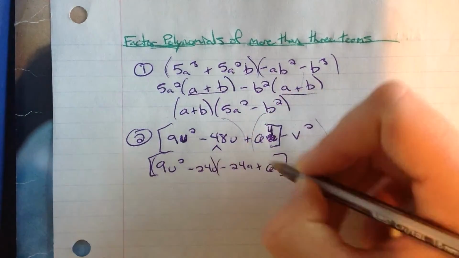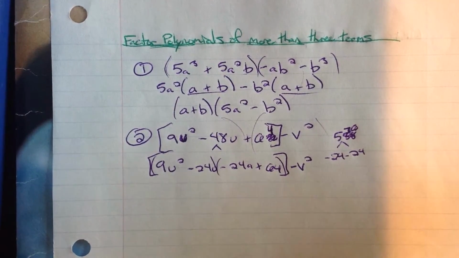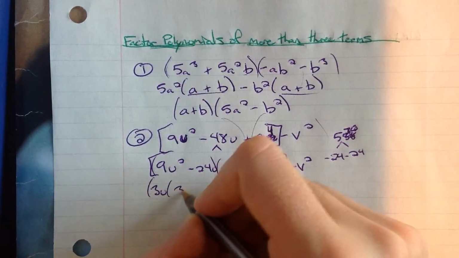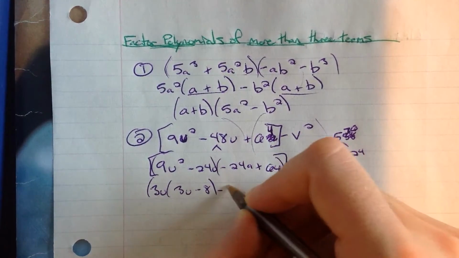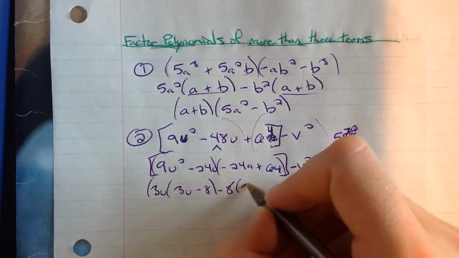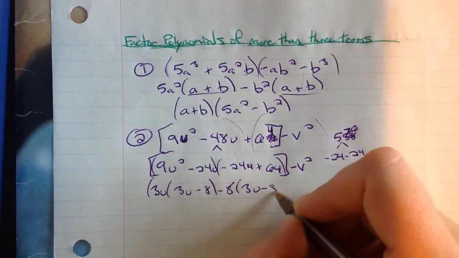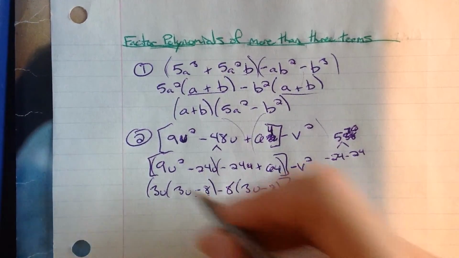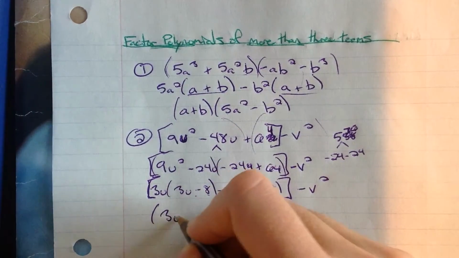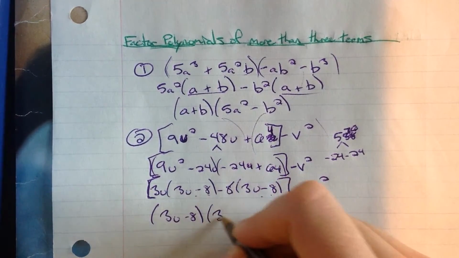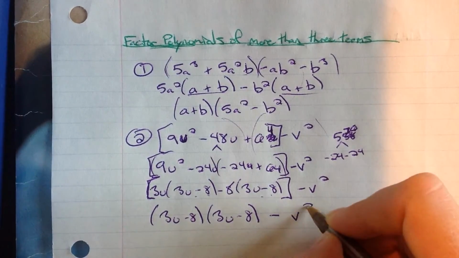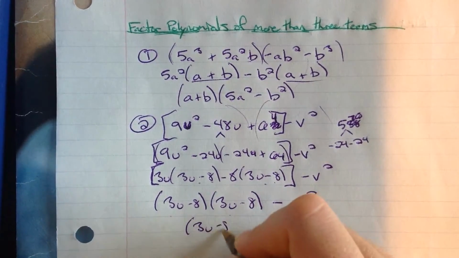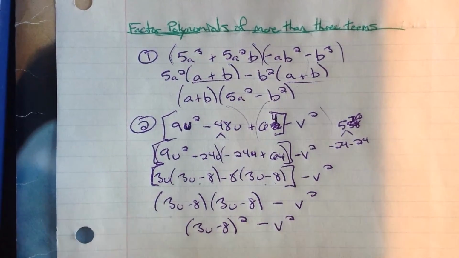And so now that I have 4 terms, I'm going to group them in pairs. In the first term, what's common is a 3u, and I'm left with 3u minus 8. In the second term, I can pull out a negative 8, and I'm left with 3u minus 8. So since these share in common, I have 3u minus 8. What I pull out front is the other term, minus v squared just tags along for the ride. Since I have 2 identical, I can rewrite 3u minus 8 squared minus v squared.